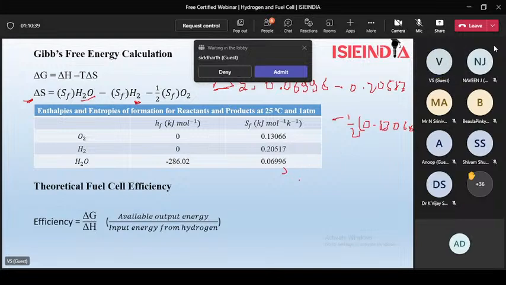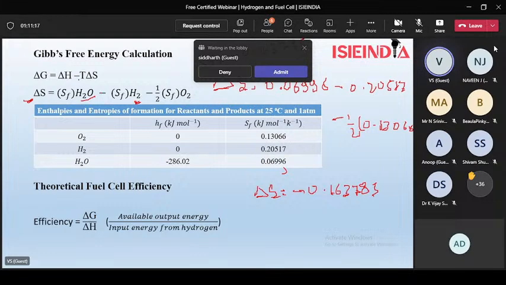So by calculating the entropy value, what we get is minus 0.163785. So this is the value of entropy, sorry, my writing is not good. The entropy will be minus this value.